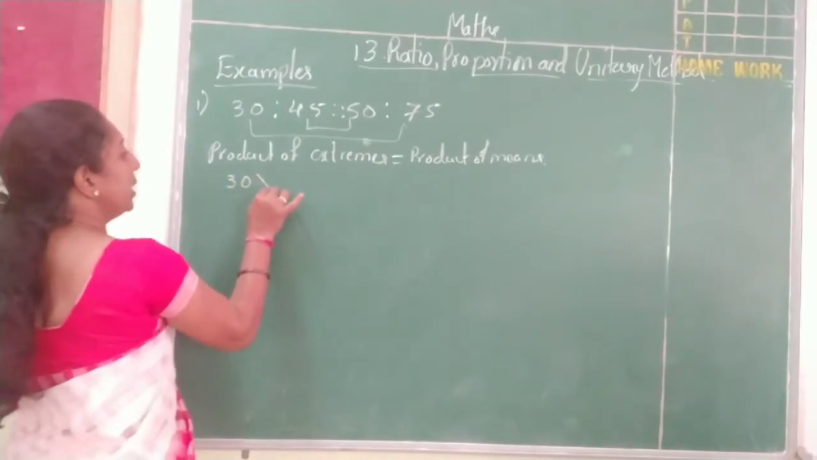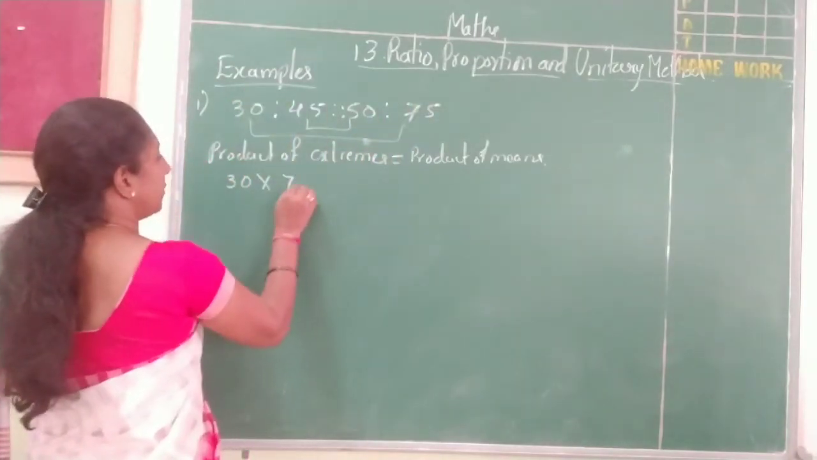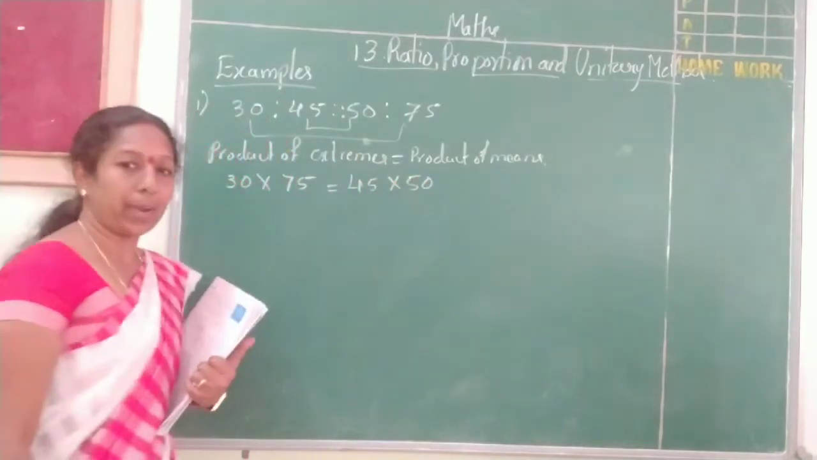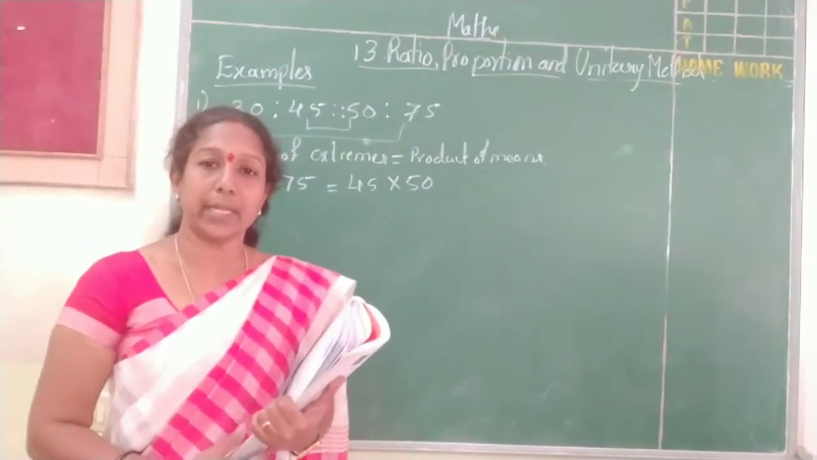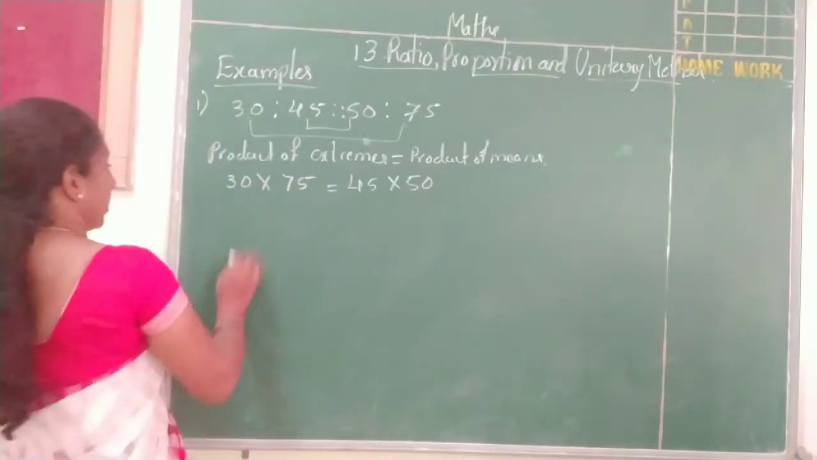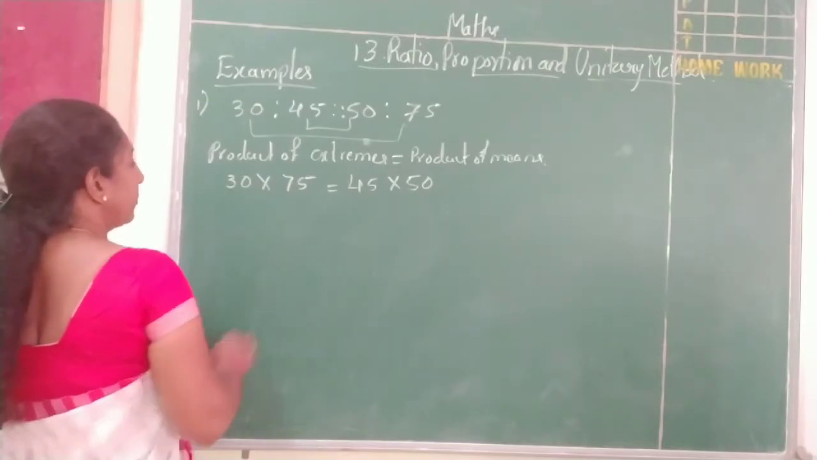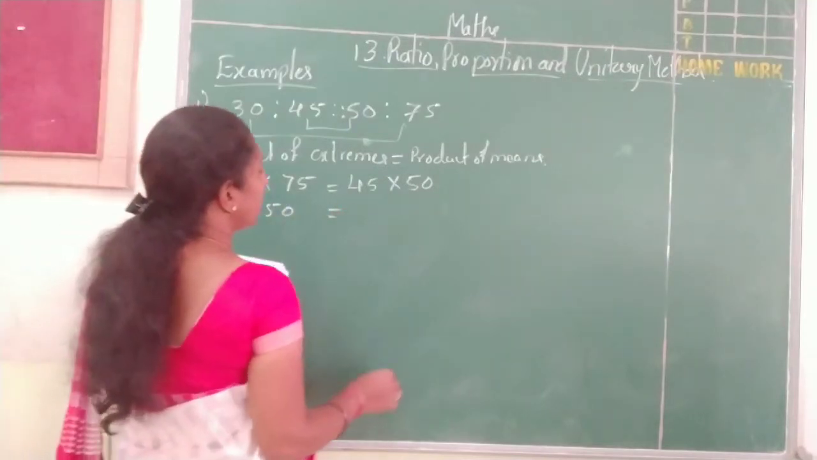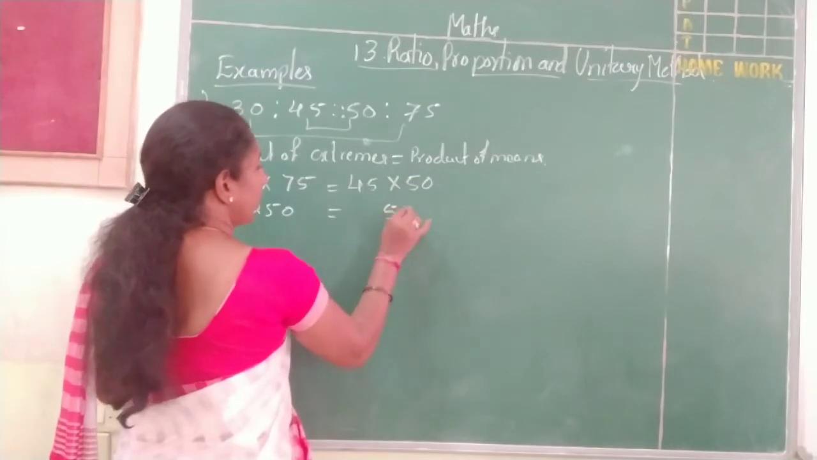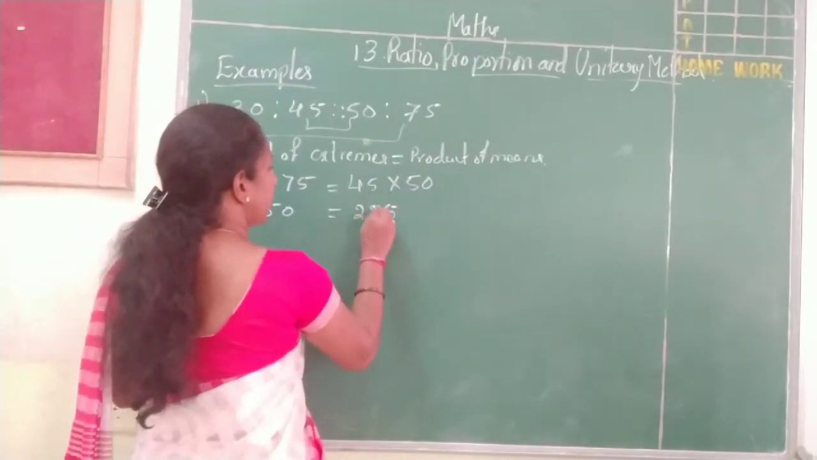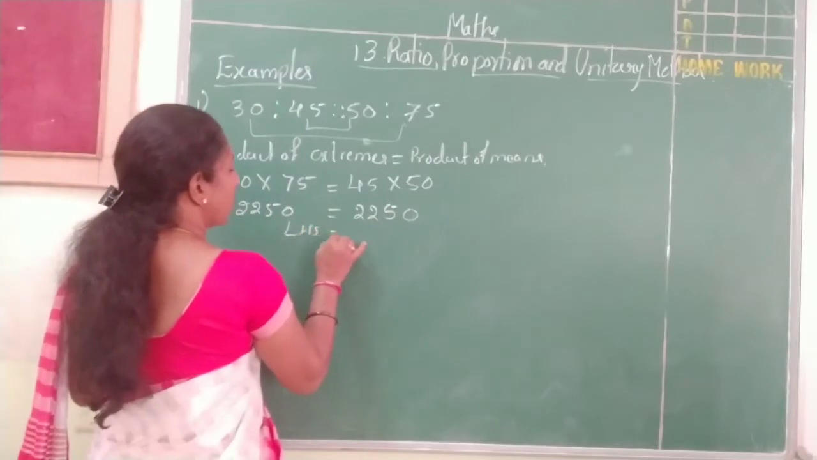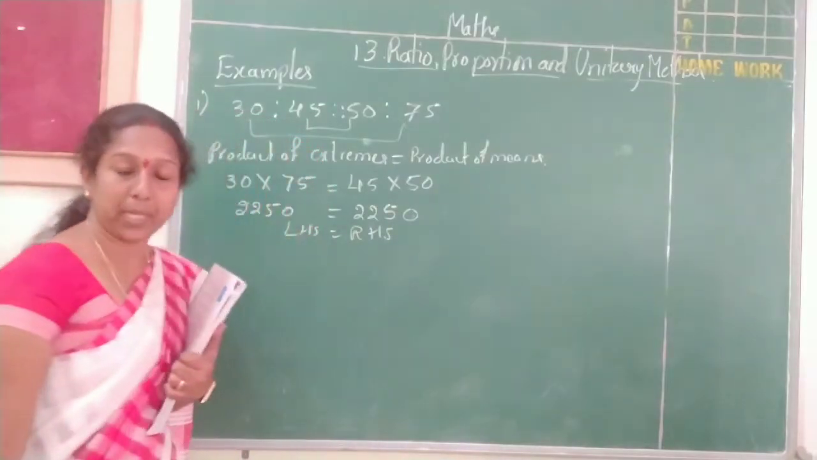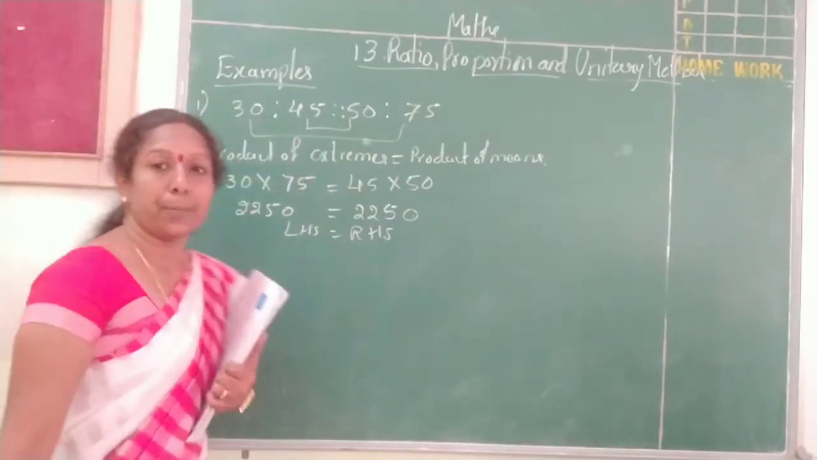So 30 into 75, the extremes, is equal to 45 into 50. So we have to multiply. If both come equal, it means the answer is correct. 75 threes are 225, and then 0. Equal to 45 into 50: 5 fives are 25, 5 fours are 20 plus 2 is 22, and 0. So here LHS is equal to RHS. So it means the product of extremes is equal to the product of means. It means they are in proportion.